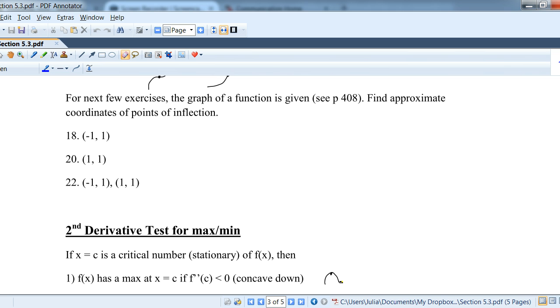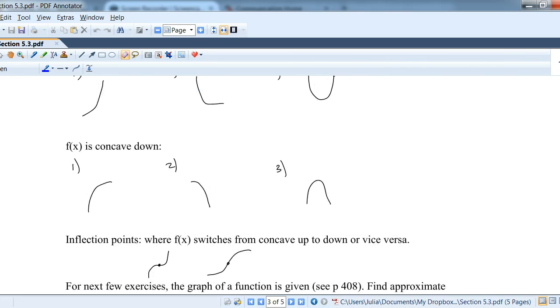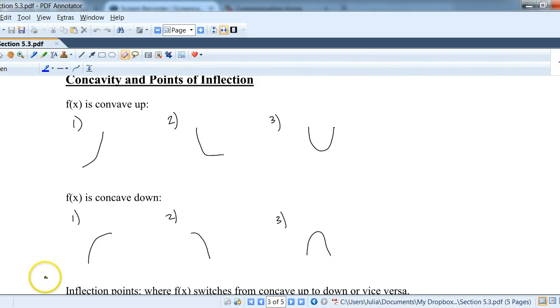This is something I forgot to mention: if the function's concave down, then the second derivative is negative. If it's concave up, the second derivative is positive. Sorry, I had to pause the video. Let me go back to the original definition of where it's concave up or down. So if it's concave up, the second derivative at that point is positive.